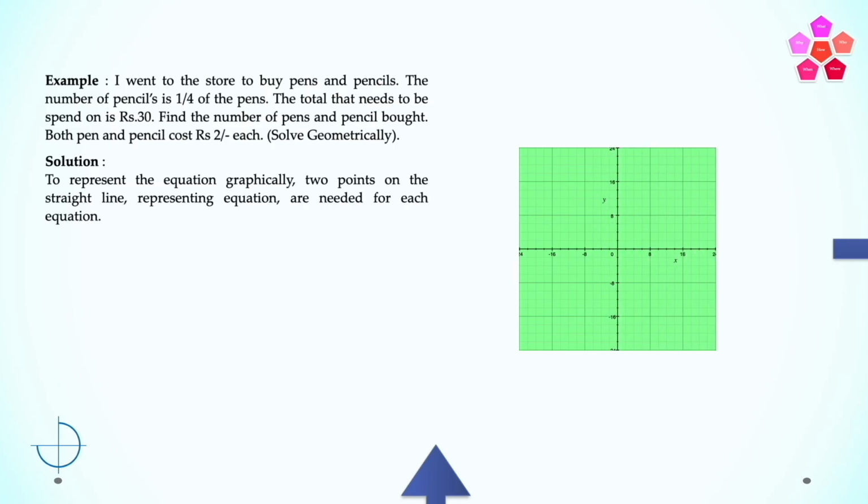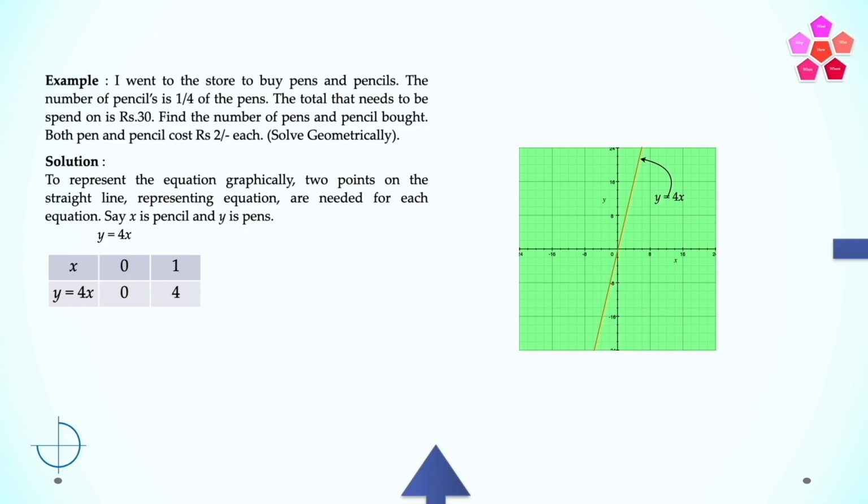Remember the golden rule? So say x is pencils and y is pens. For every one pencil, there are 4 pens. So we can plot it as, when x is equal to 0, obviously y is equal to 0. But if x is equal to 1, y, that is the number of pens, will be equal to 4. But we also know that if we buy the pens and pencils all together, their total sum should be equal to 30. That is, 2x plus 2y is equal to 30.